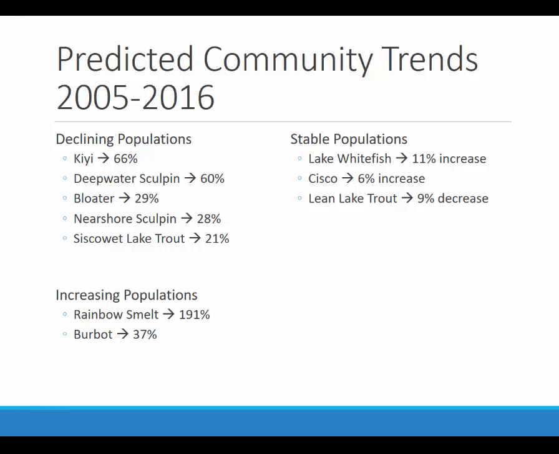So just a quick recap on these. We're seeing declining populations in kai and deepwater sculpin that are over 60%. For bloater, nearshore sculpin, Ciscoette, we're seeing somewhere between a 20 to 30% decline. For rainbow smelt and burbot, we're seeing increases, and we're seeing relatively stable lake whitefish, Cisco, and lake trout populations. And those lake whitefish, Cisco, and lean lake trout are anywhere from 11% increase to a 9% decrease over this time.